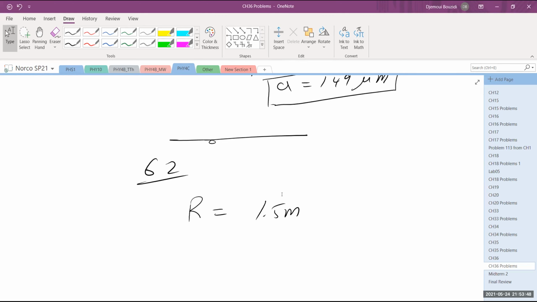Your measurements are in a table, so they give you a table where a is in micrometers. Very important to pay attention to the units. And w is in meters.